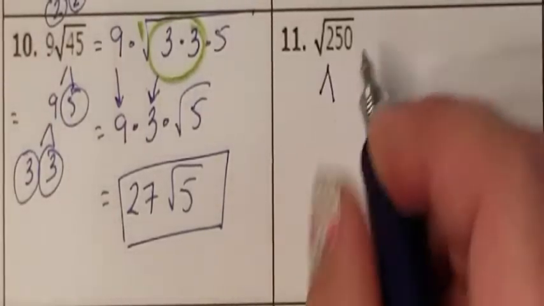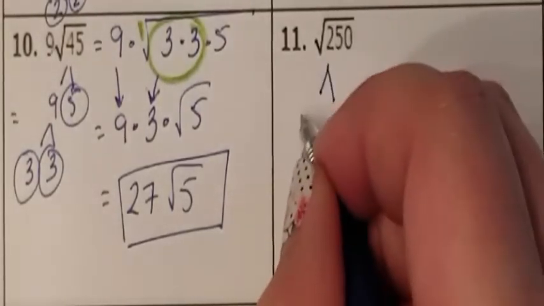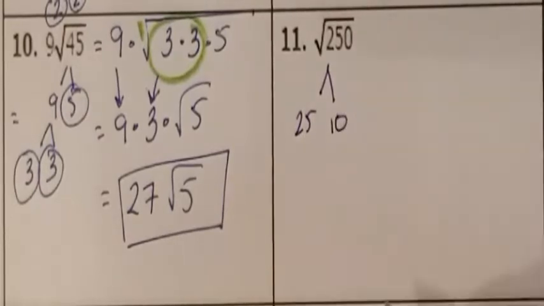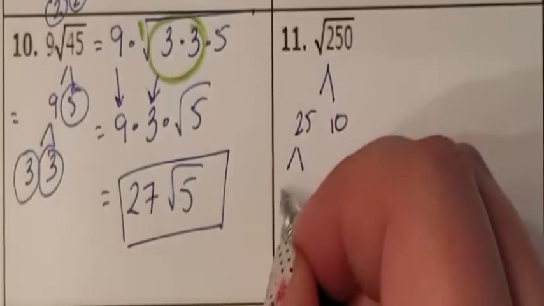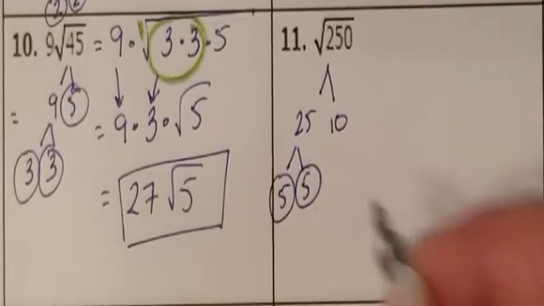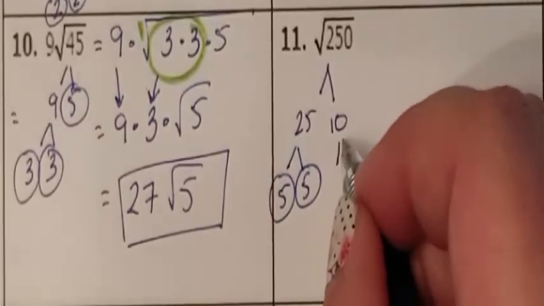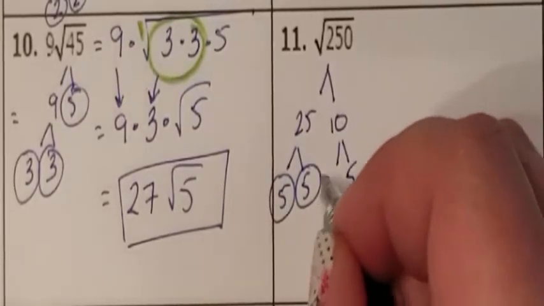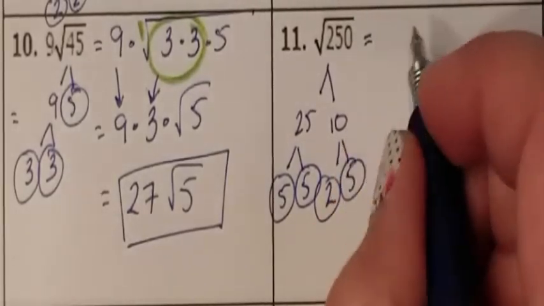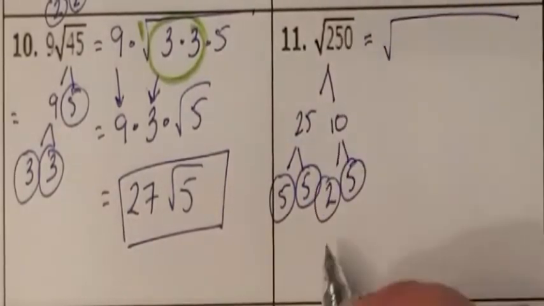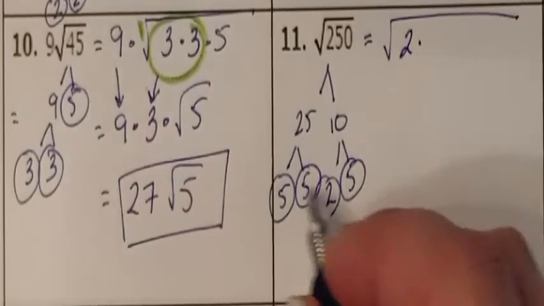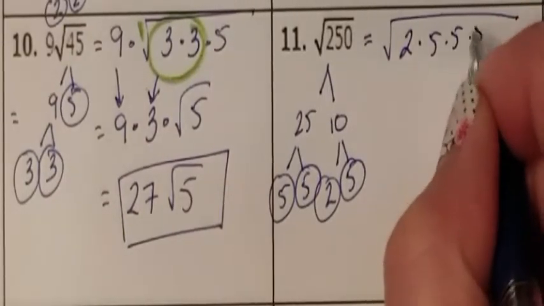Let's go ahead and prime factorize 250. 250 is 25 times 10. 25 is not prime. I need to break it up into 5 times 5. Those are both prime. 10 is not prime. 10 can be broken up into 2 and 5, both of which are prime. So what is 250 made out of? I see a 2, and then I saw 3 5's.